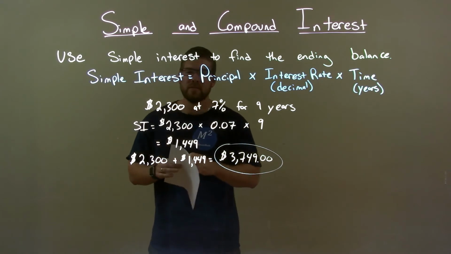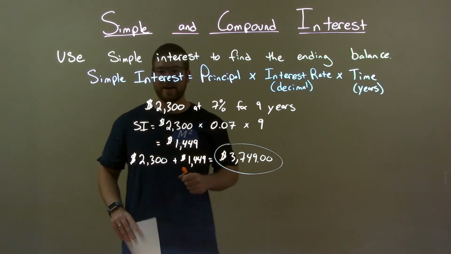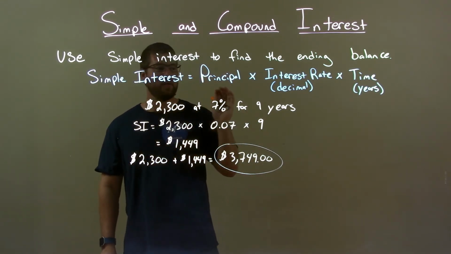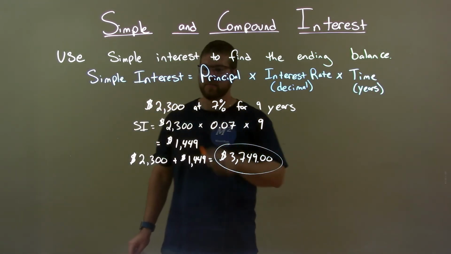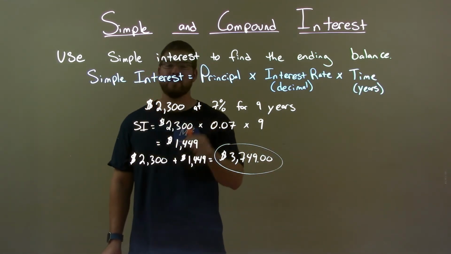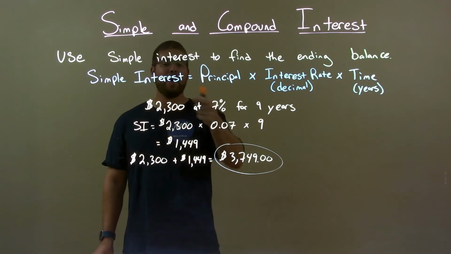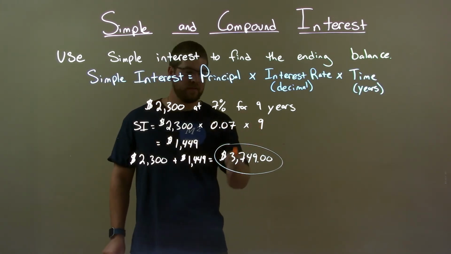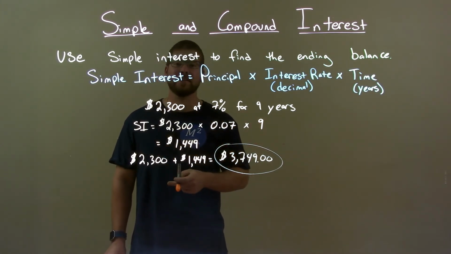So quick recap, we're given $2,300 at 7% for 9 years, and we define the ending balance using simple interest. Simple interest formula gave us a value of $1,449. Add that back to our principal to get the ending balance of $3,749.